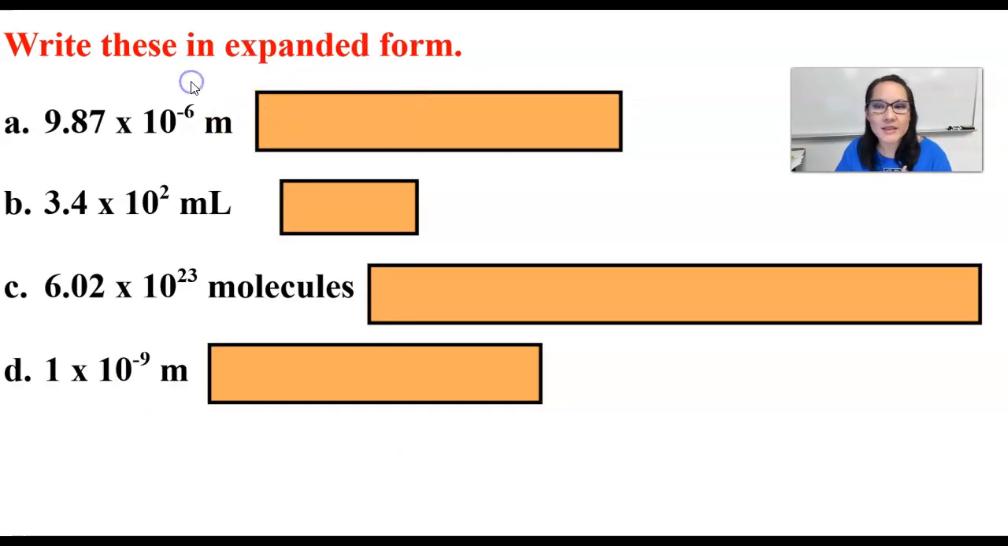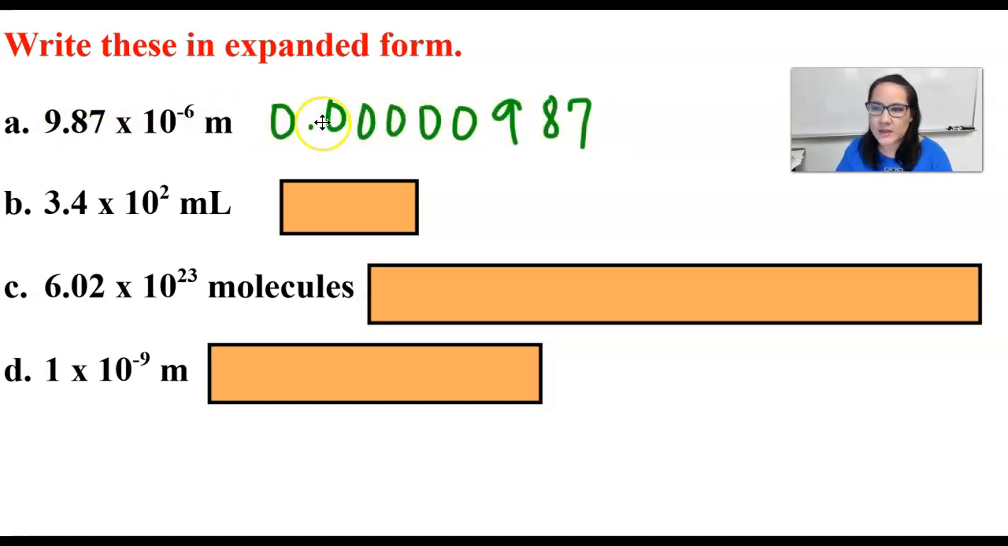Now I'm going to write these in expanded form. First, I'm going to look at the exponent and notice that it's a negative value. That means this number should be smaller than 1. To make it smaller, I need to move my decimal to the left, and I'm going to move it to the left 6 spaces, which is going to give me 0.000000987. Notice that it was here, and we move it 6 spaces to the left. 1, 2, 3, 4, 5, 6.